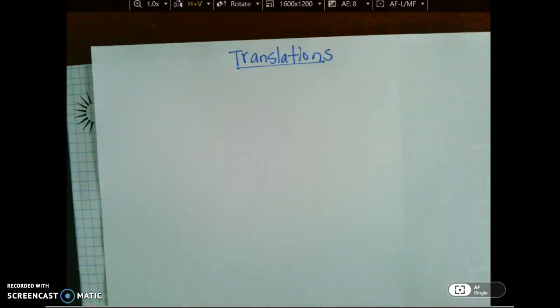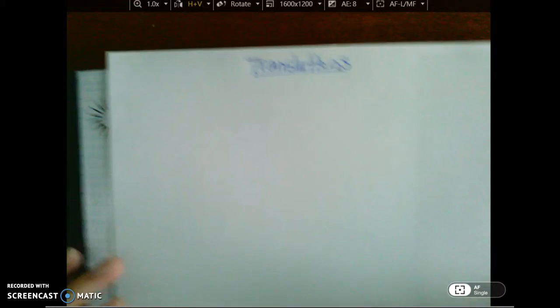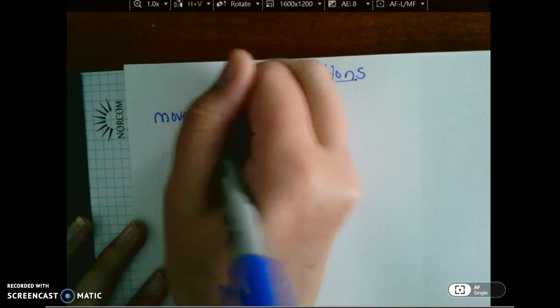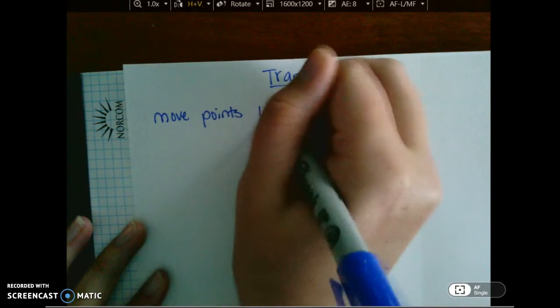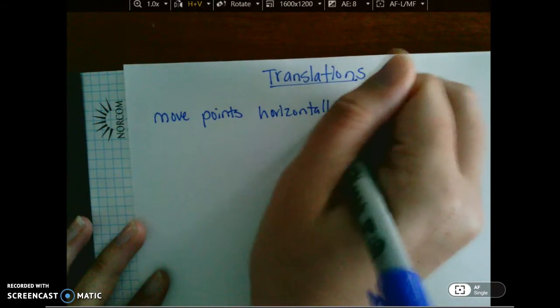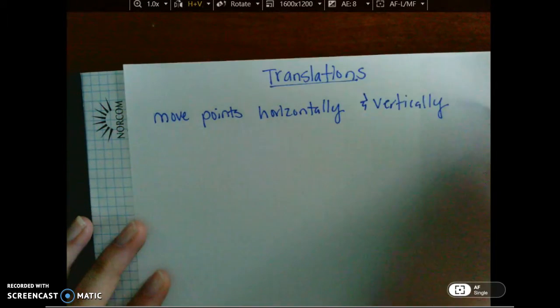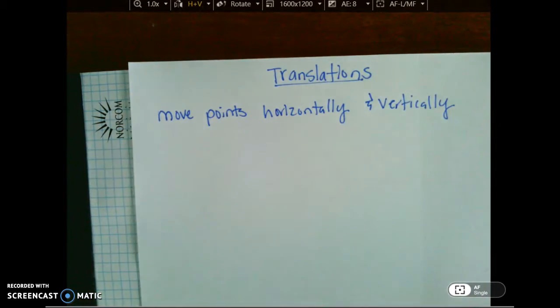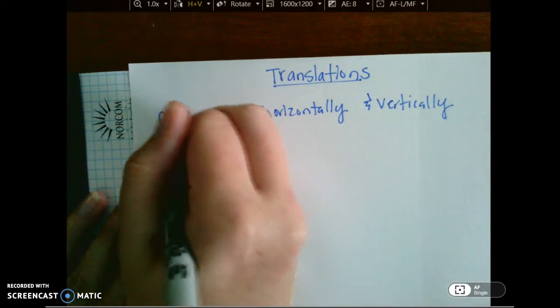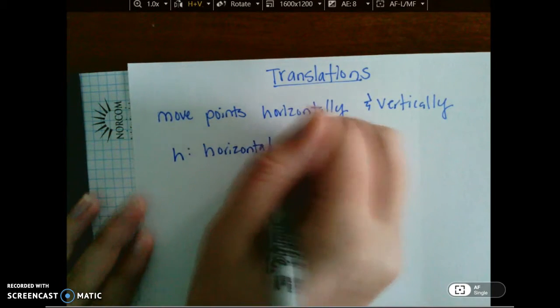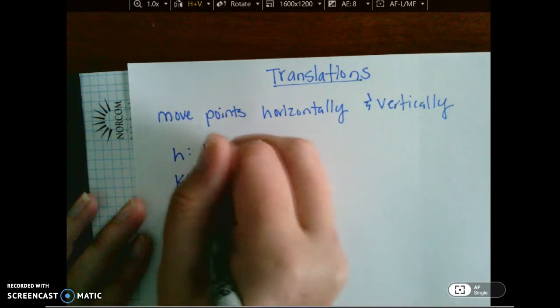Hello, this video is on translations and reflections. First we're going to start with translations, and we know that translations move points horizontally and vertically. So, to represent those, we're actually going to call them H and K. H is going to stand for horizontal, and K is going to stand for vertical.